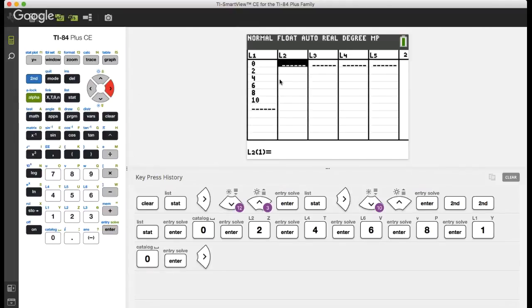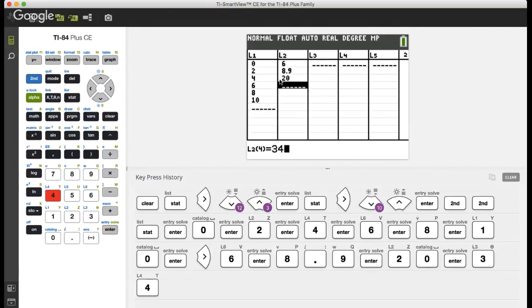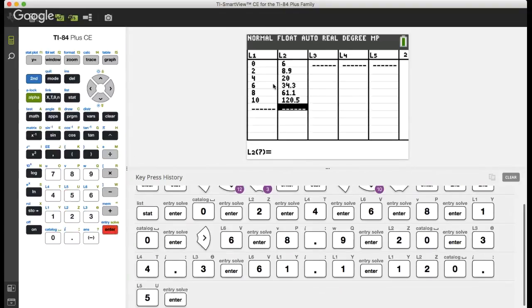And on the L2, we'll do all the Y's. So we'll do 6, 8.9, 20, 34.3, 61.1, and 120.5. Okay, so once I get to this point, it asks this.